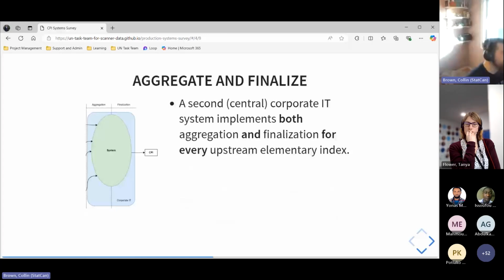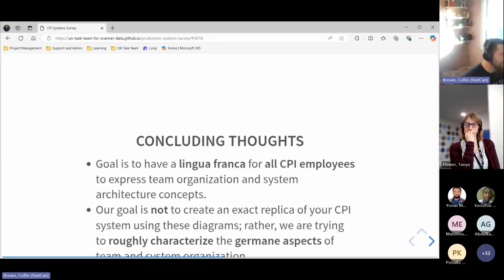And then the final step, this shows one large system maintained by one corporate IT team, and this system does both aggregation and finalization. So again, the idea there is it's not straightforward to make a change to just the aggregation part without also needing to consider the impacts on the finalization part. And then the idea is that that system would aggregate all the way up to the CPI, and the final output it would produce, of course, is the CPI.